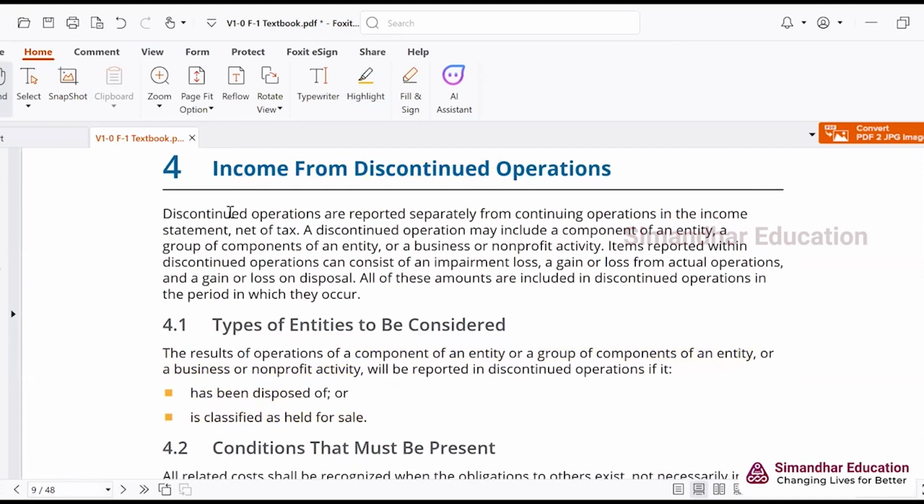Discontinued operations are reported separately from continuing operations in the income statement, net of tax. So, what can be a discontinued operation? It can be a branch, a division, a subsidiary, a foreign operation, a particular geographical area, it can be anything.